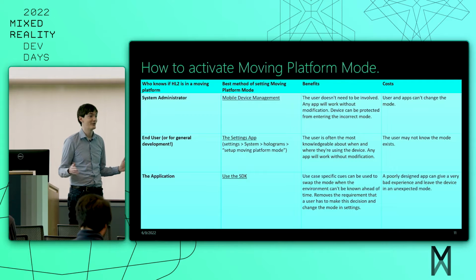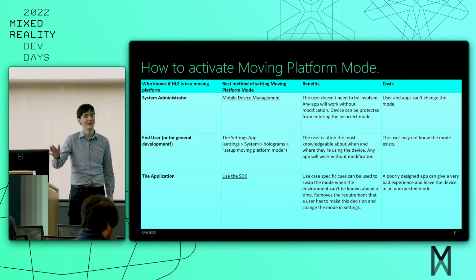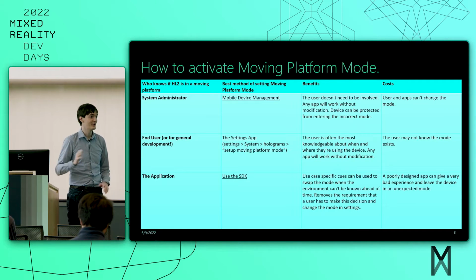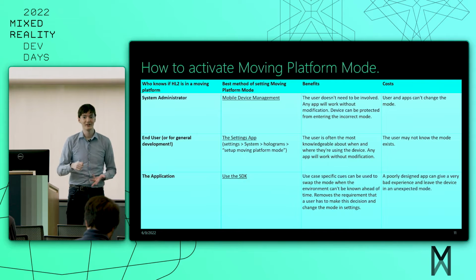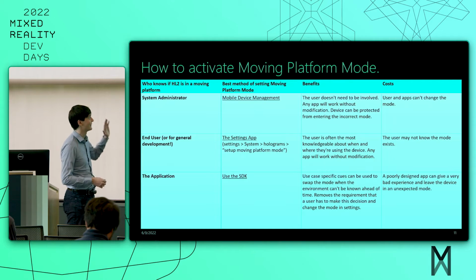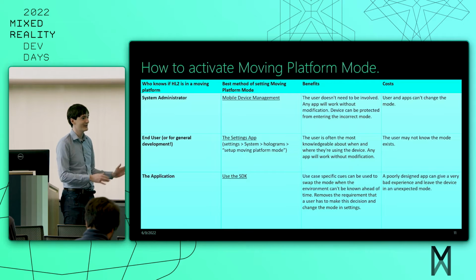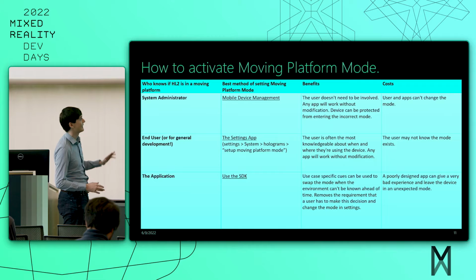So this is, for example, if you were a shipping company and you know the HoloLens is always going to be on a ship, and you don't want the user to mess with it. Because of course, if they turn the mode off, then the HoloLens is going to stop working, and you're going to get a support call to your IT administrators. So if your system administrator knows that it's always going to be on a moving platform, then they should just fix it on in moving platform mode. And that's super reliable. There's no way of the user messing that up.